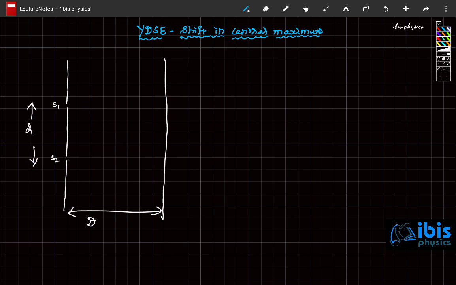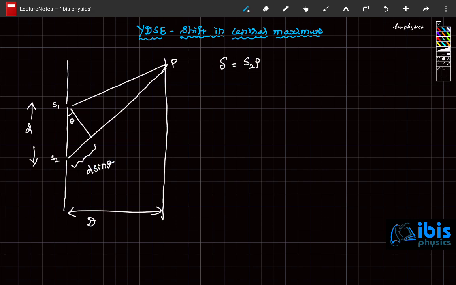We found that light from here goes here, light from here goes here, and this point is P, and we said the total extra distance traveled by this light is this. We consider this angle as theta, so this is d sine theta. That means S2P minus S1P is actually d sine theta. So what if we introduce a glass plate of thickness T? What will happen to the path difference?